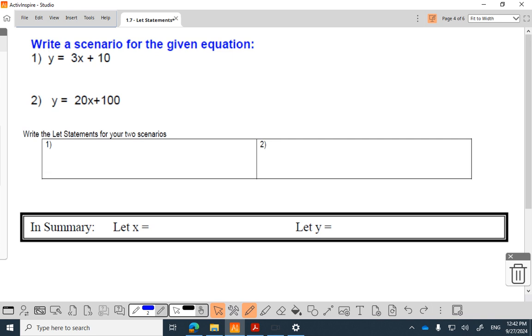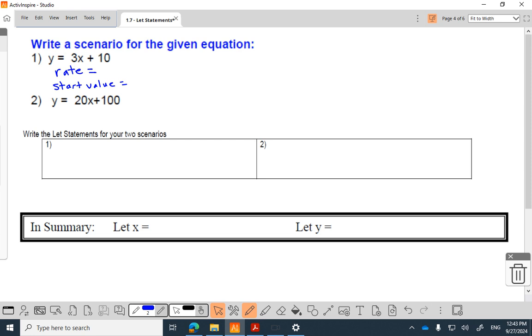Here is the wrap up. Write a scenario for each given equation. This says y equals 3x plus 10. When I say to write up a scenario, you better first write down what's the rate and what's the start value. Write that every time. What is the rate in this question? Also called the slope.